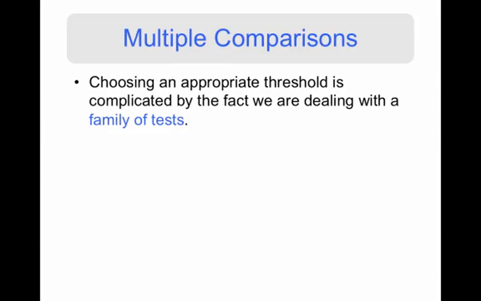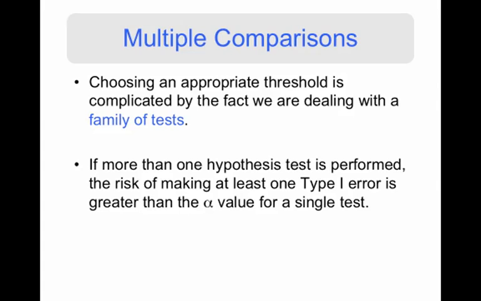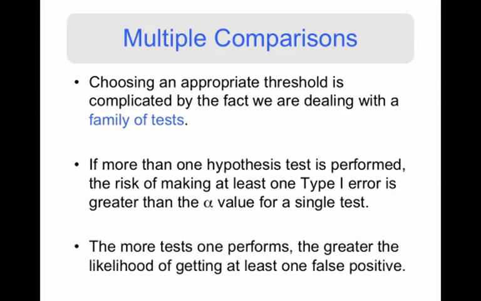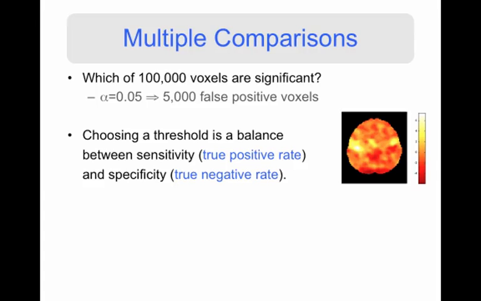Now, choosing an appropriate threshold is complicated by the fact that we're dealing with a family of tests. If more than one hypothesis test is performed, the risk of making at least one type 1 error is going to be greater than the alpha value for a single test. So for a single test, if we set the alpha value to be 0.05, then there's a 5% chance of making a type 1 error. However, if we perform more than one test, the likelihood of making at least one type 1 error is going to be greater. So the more tests one performs, the greater the likelihood of getting at least one false positive.